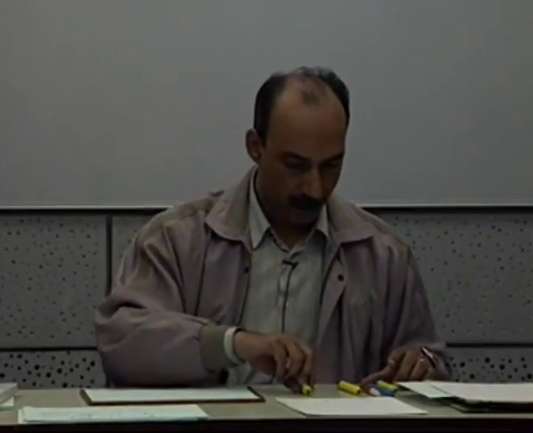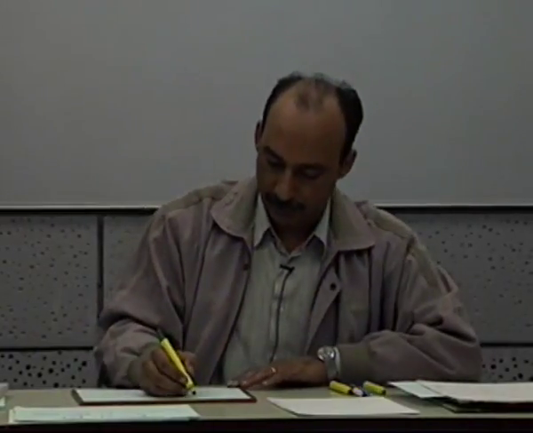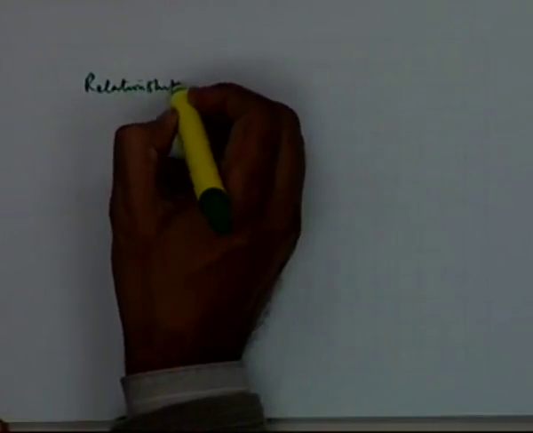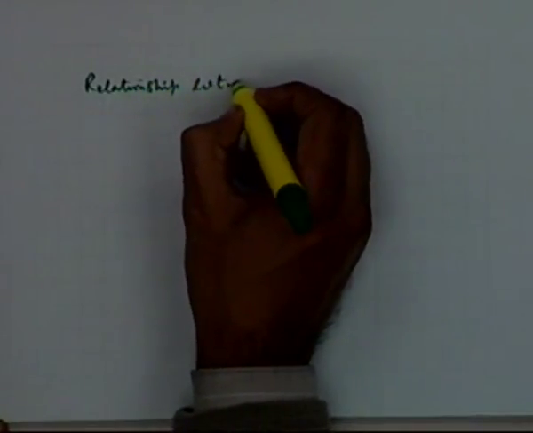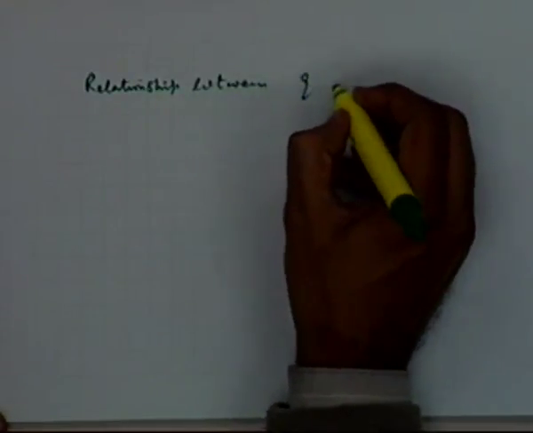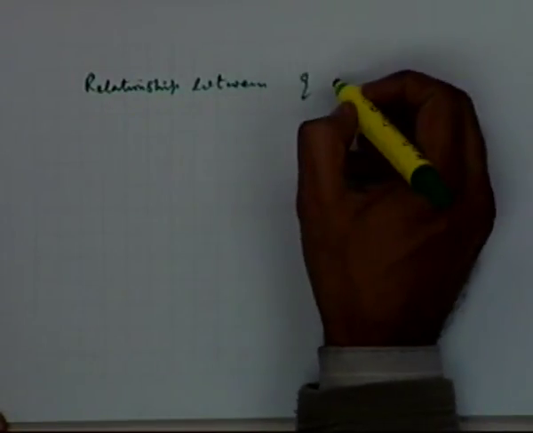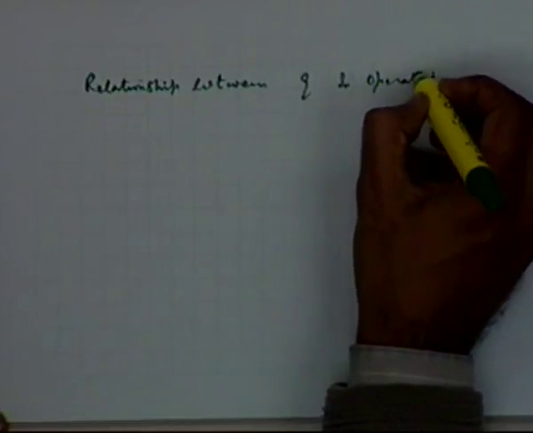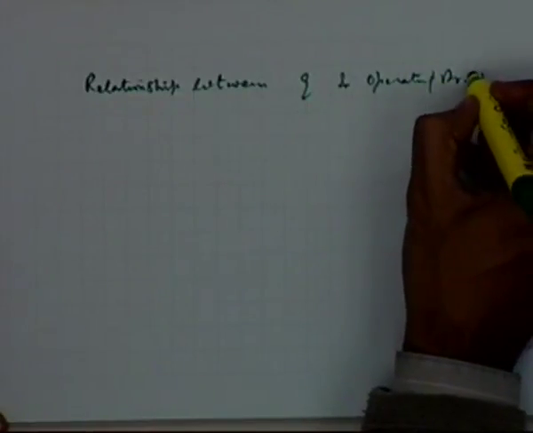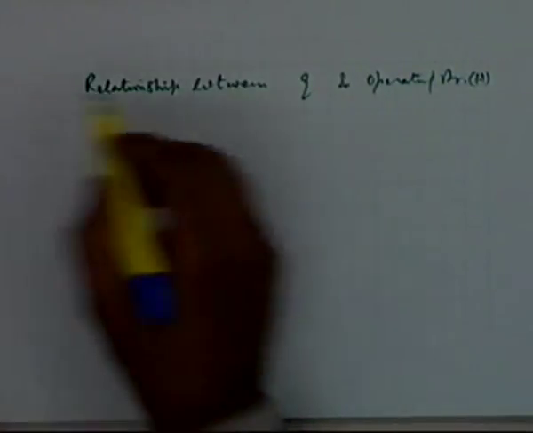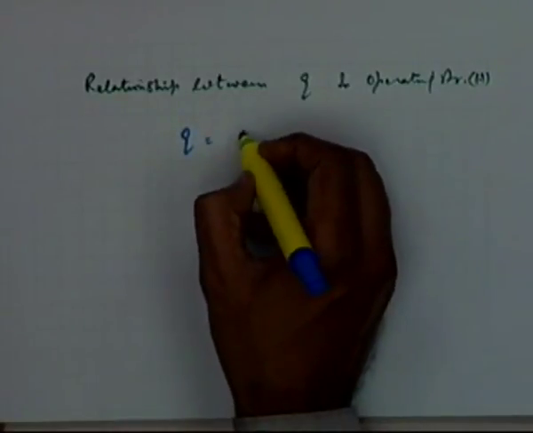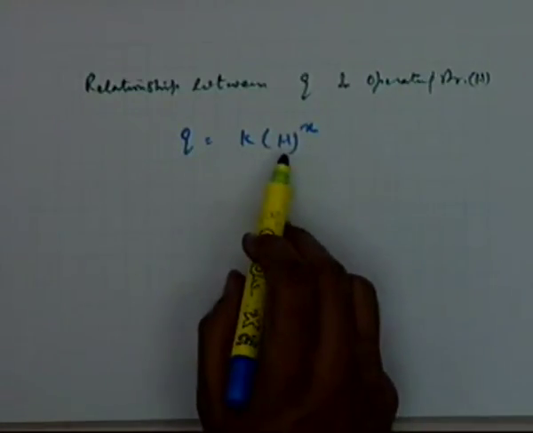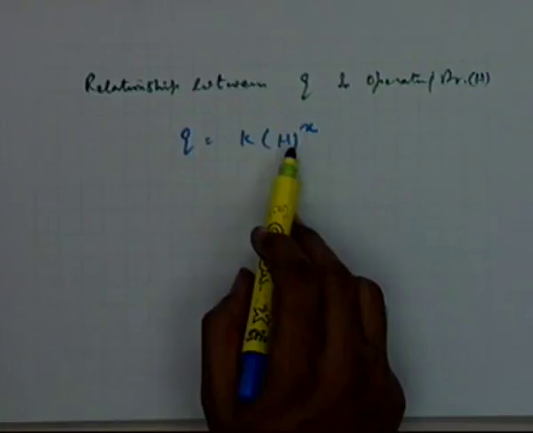Similarly, when you talk in terms of the relationship between the emitter discharge and the operating pressure, let's call it H. The general expression, this is the relationship between the discharge and the operating pressure.